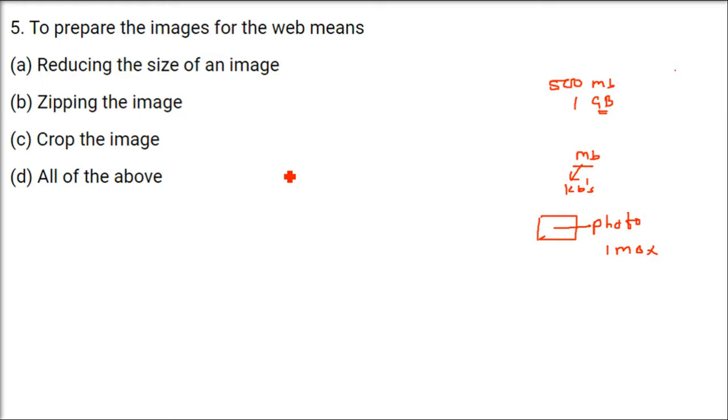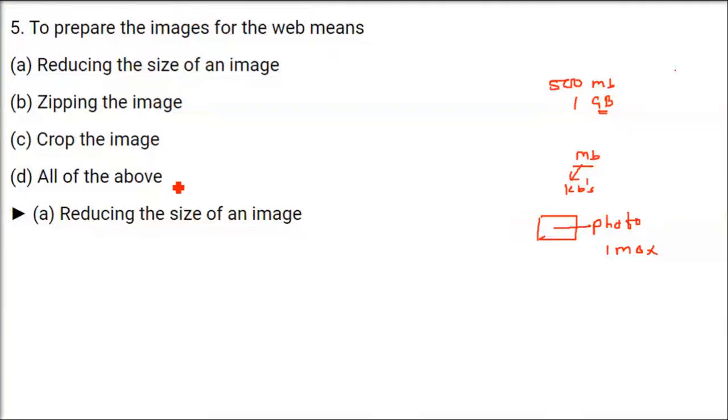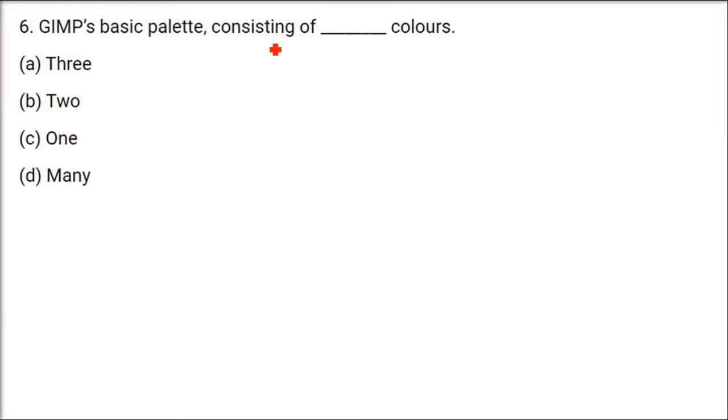So the sizes they are fixing. Why? Because to prepare the images for the web means reducing the size of an image. There are various options we have to make the big image smaller.